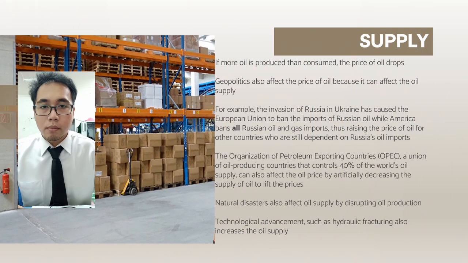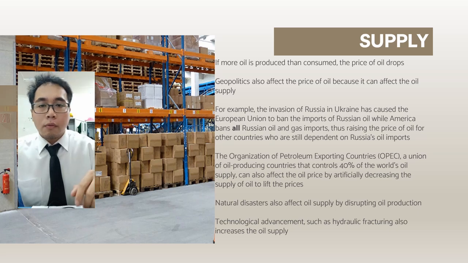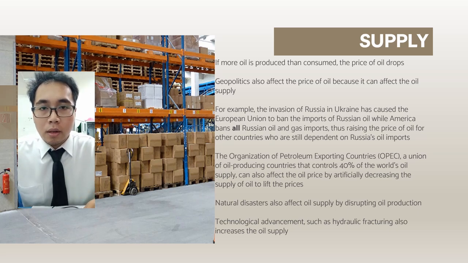The fifth factor, supply. If more oil is produced than consumed, the price of oil goes down. Geopolitics can also affect the price of oil because it can affect the oil supply. For example, the invasion of Ukraine by Russia has caused the European Union to ban imports of Russian oil while America bans all Russian oil and gas imports, thus raising the price of oil for other countries who are still dependent on Russia's oil imports.